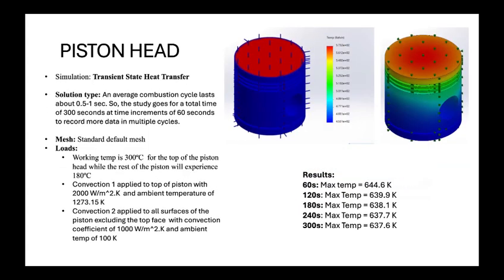For the transient state, the working temperature was at 300 degrees Celsius at the top of the piston and 180 degrees Celsius for the rest of the body, with the same convection loads applied from the previous study. The results showed the piston stabilized around 637 to 645 Kelvin, which matches realistic engine temperatures and validates the thermal assumptions used in our mechanical studies.